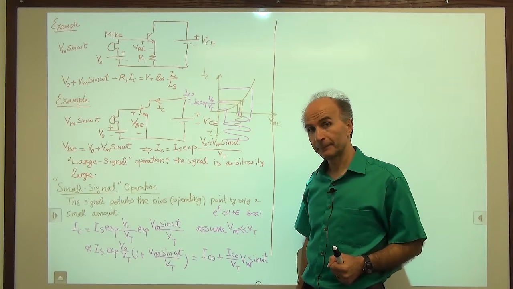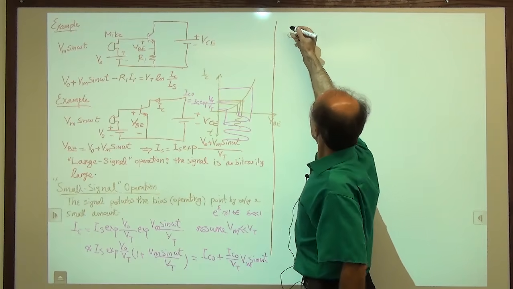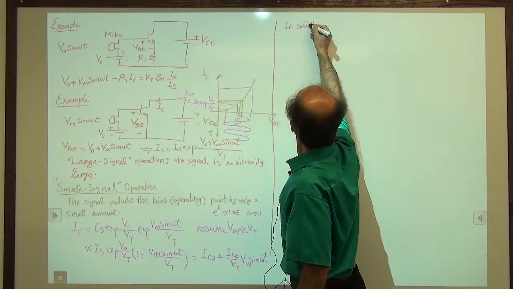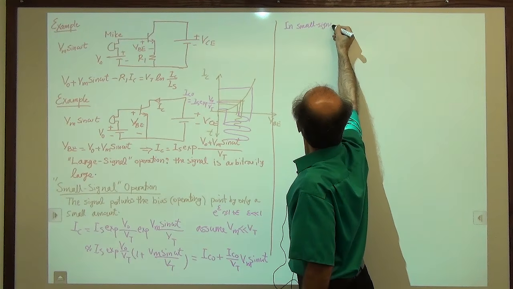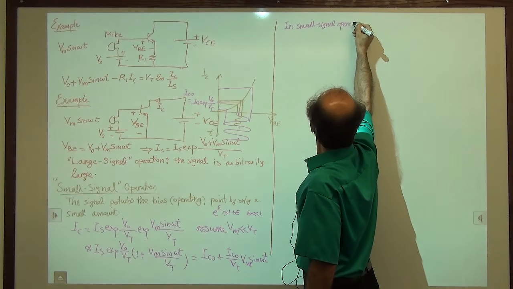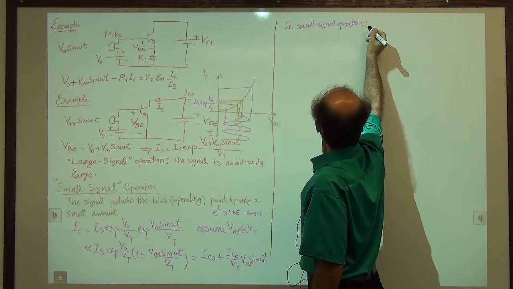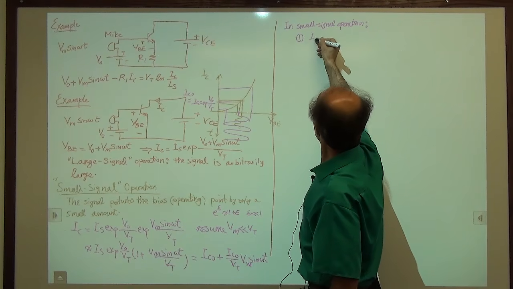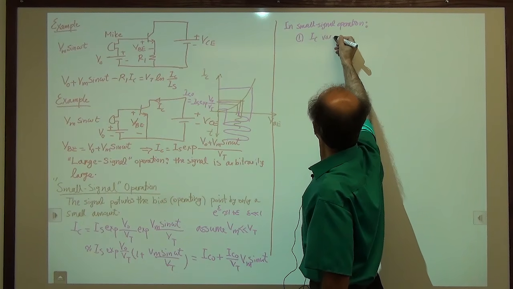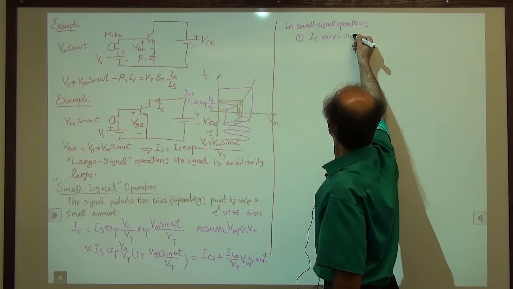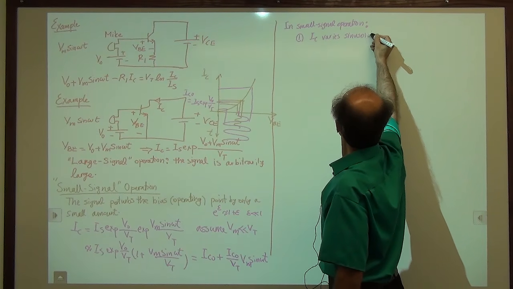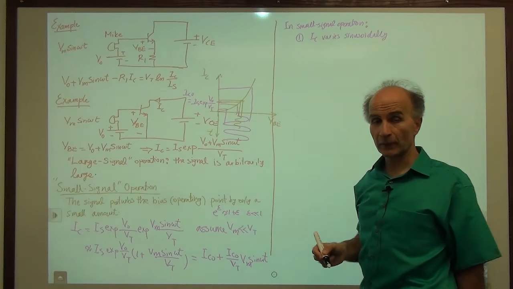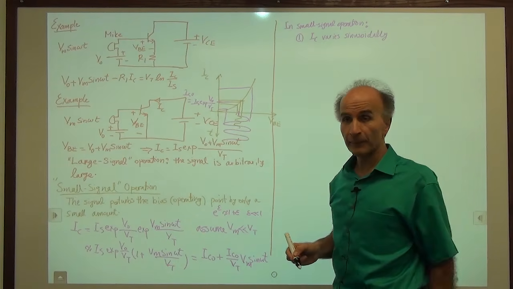So that's interesting. So let's write that down. So in small signal operation, this is what we see. Number one, IC varies sinusoidally. Of course, assuming that the input is a sinusoid as well, right? If the input is a square wave, well, this will be different, right?